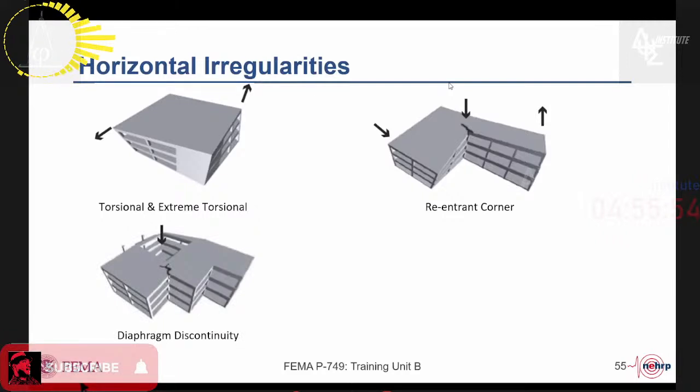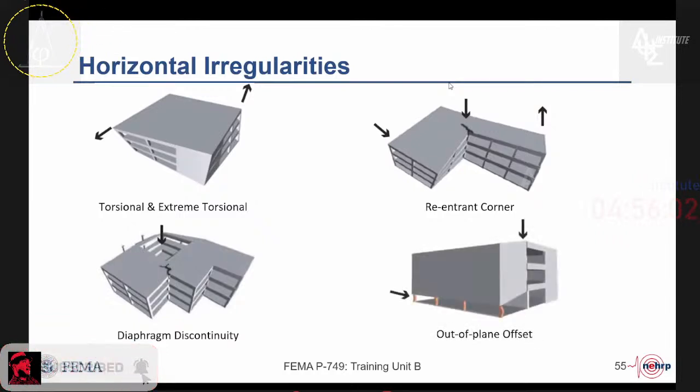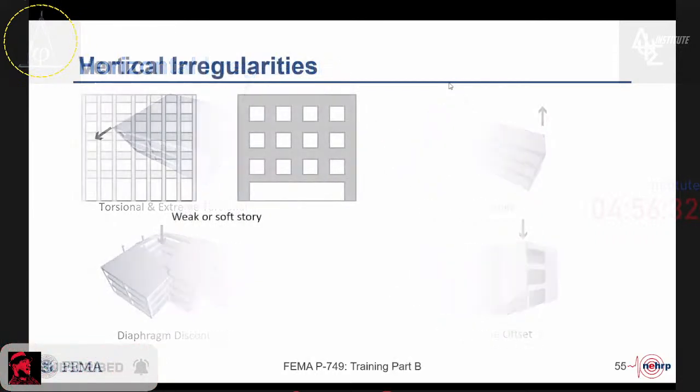There are horizontal irregularities that we call diaphragm discontinuities. These are most commonly large holes in floors and roofs. And then there is an out-of-plane offset type of horizontal irregularity in which the vertical plane in which lateral resistance is provided steps back from one level to another. This has been found to be damaging to structures because the elements beneath the discontinuous element, in the case of this cartoon here, of a shear wall that is offset at the first level, can crush the elements that are supporting that discontinuous element.